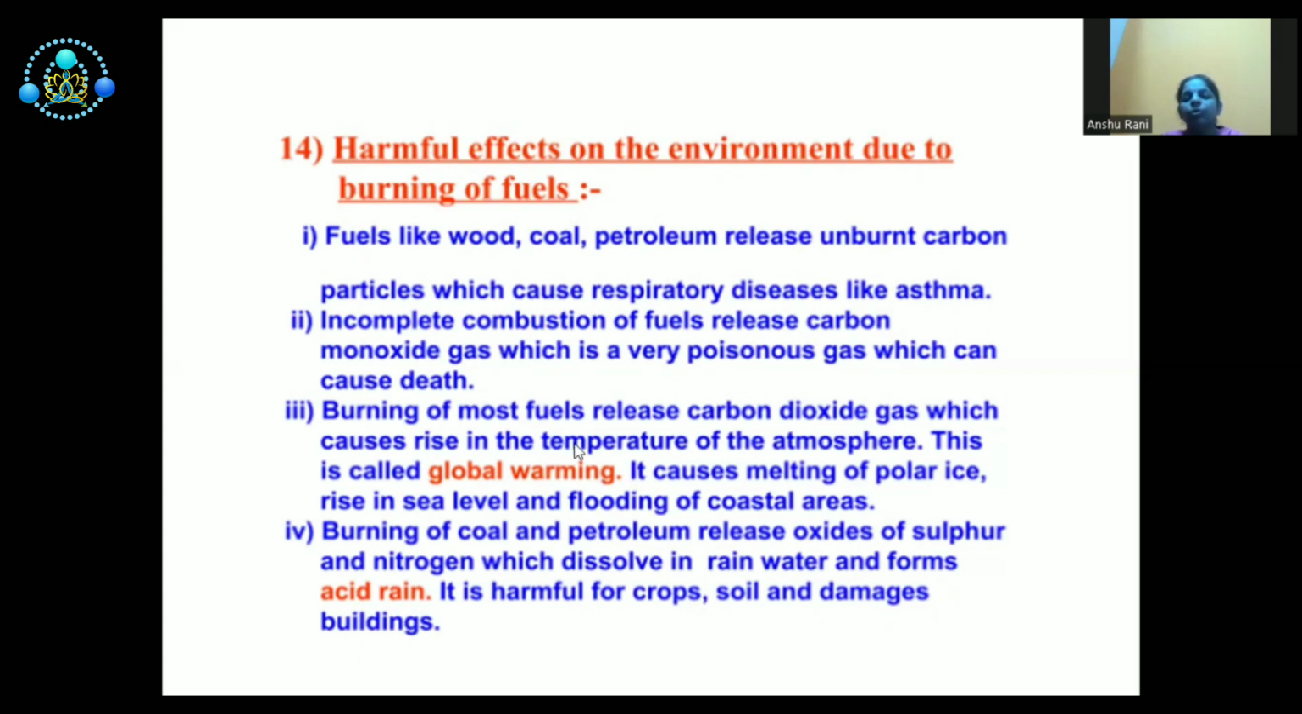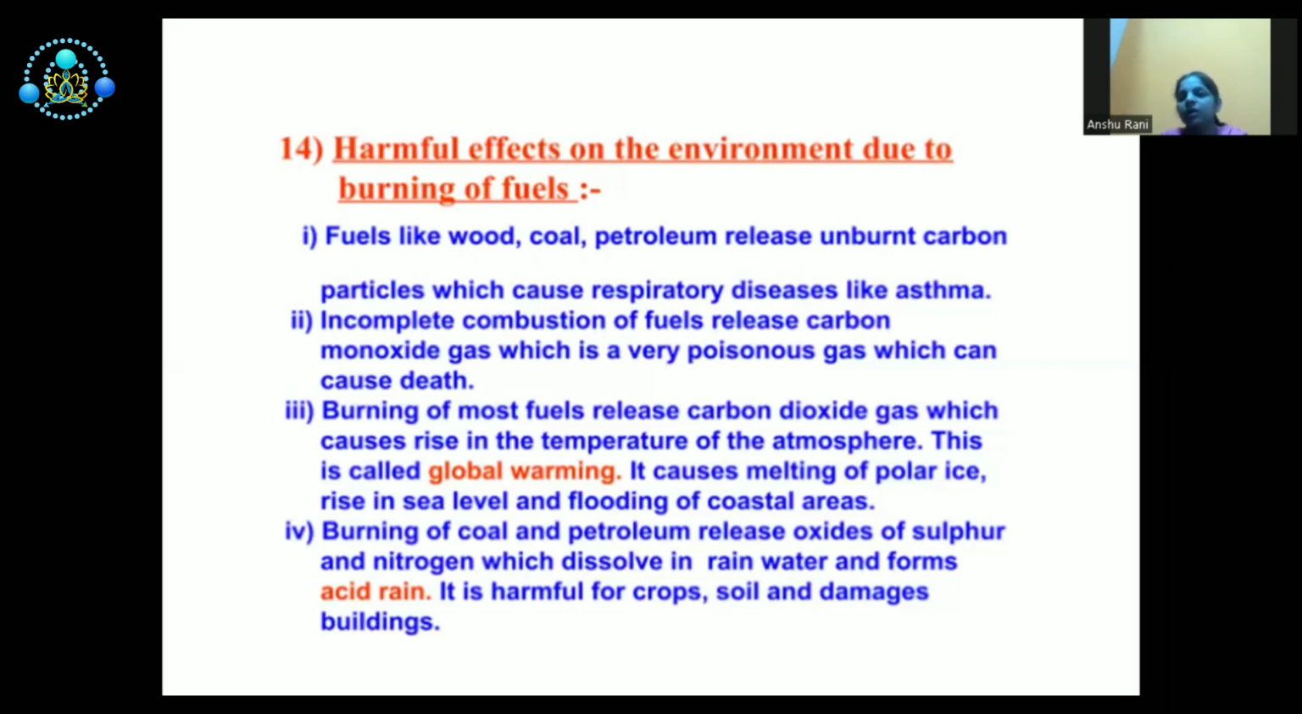Then burning of fuel causes global warming. It is increasing the temperature of our surroundings. Then burning of coal: coal is having sulfur as an impurity. So sulfur, when it burns in the presence of oxygen, produces sulfur dioxide. Sulfur plus oxygen produces sulfur dioxide. Vehicle emission also produces nitrogen dioxide.